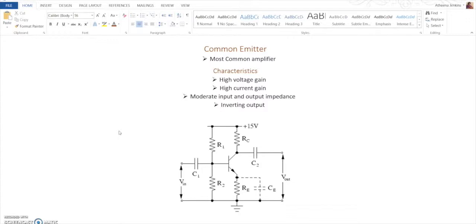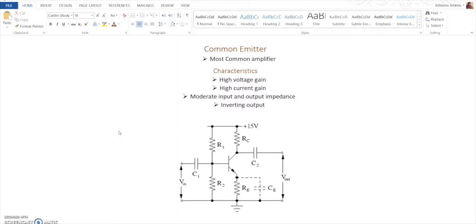A common emitter amplifier is the most widely used amplifier and has numerous applications that utilize a bipolar NPN transistor. Typical characteristics include high voltage gain, high current gain, a moderate input and output impedance, and an inverting output.